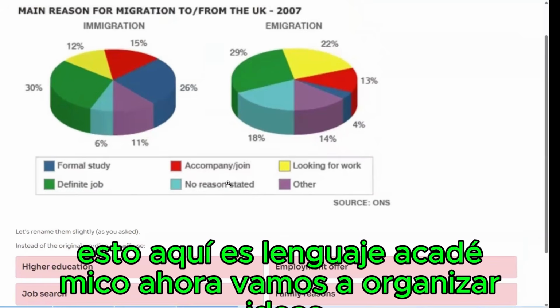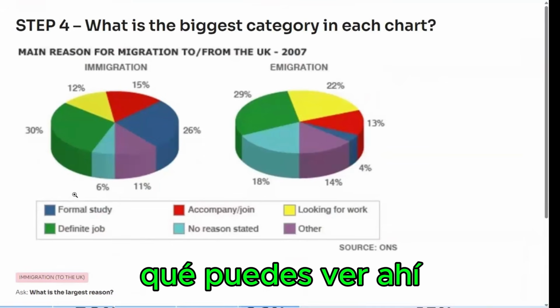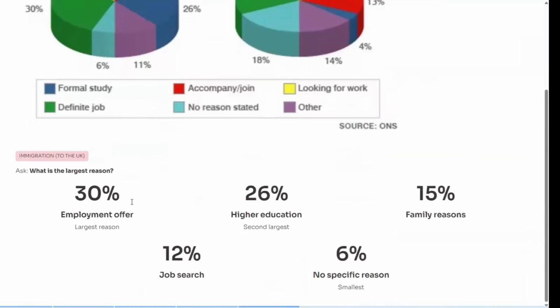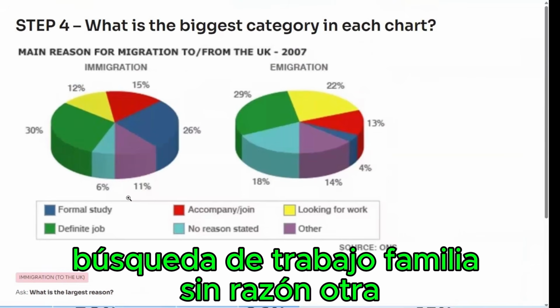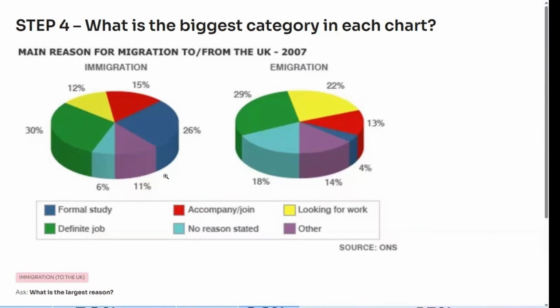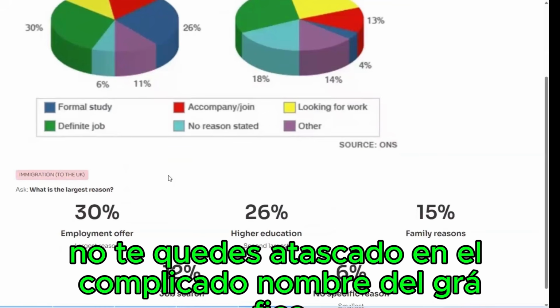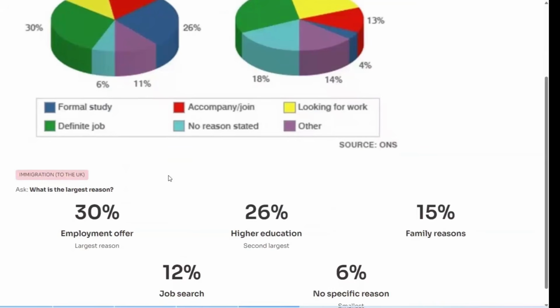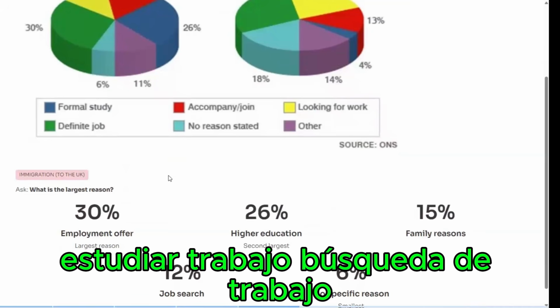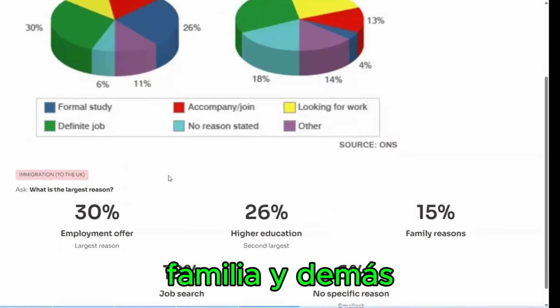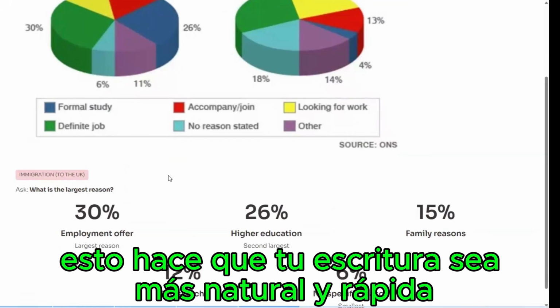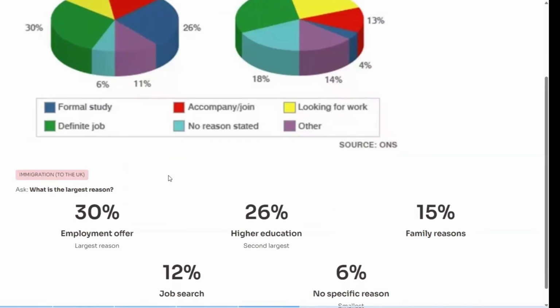Now let's organize ideas. What can you see there, right? Education, employment, job search, family, no reason, other. What do you really see? You simplify everything in your head. Don't get stuck on the complicated name of the chart. You organize it mentally. Study, work, job search, family, and others. This makes your writing more natural and faster.